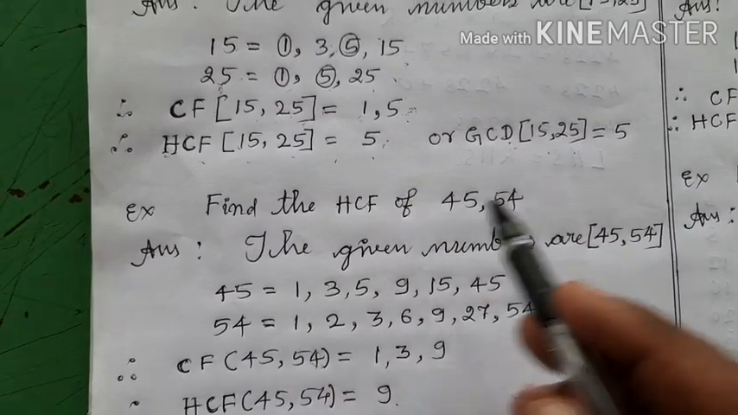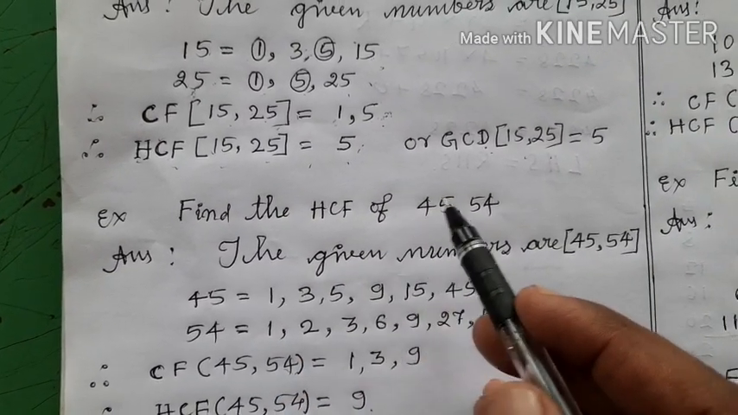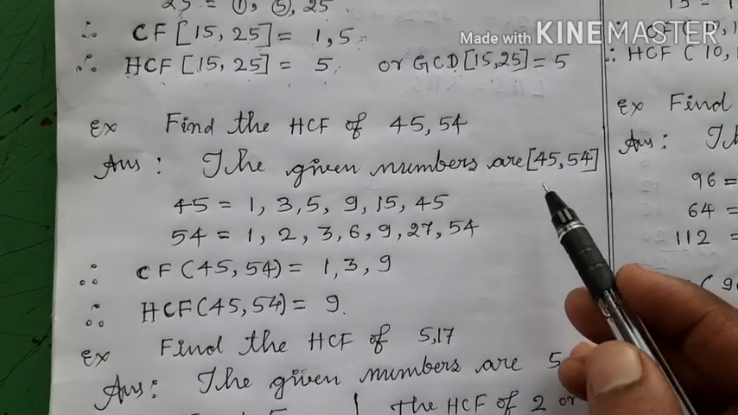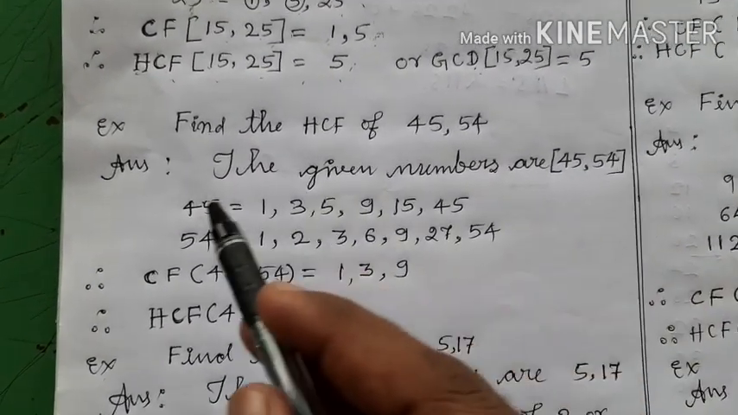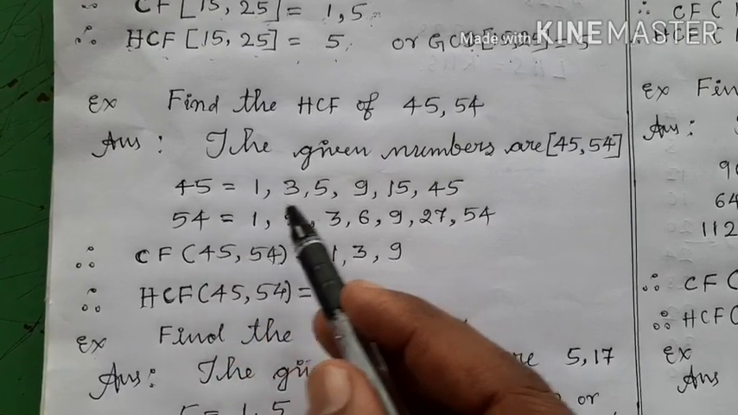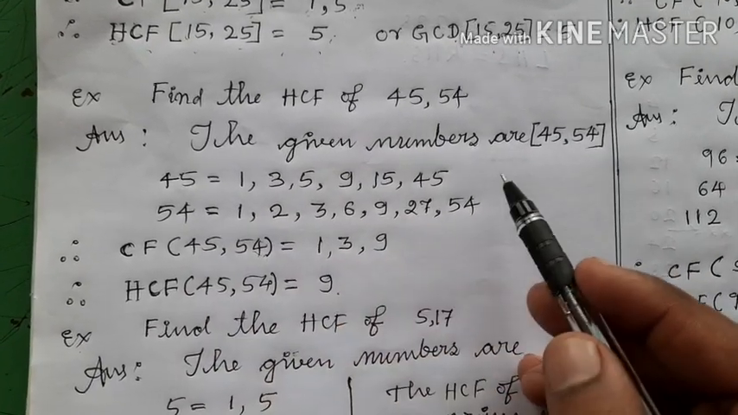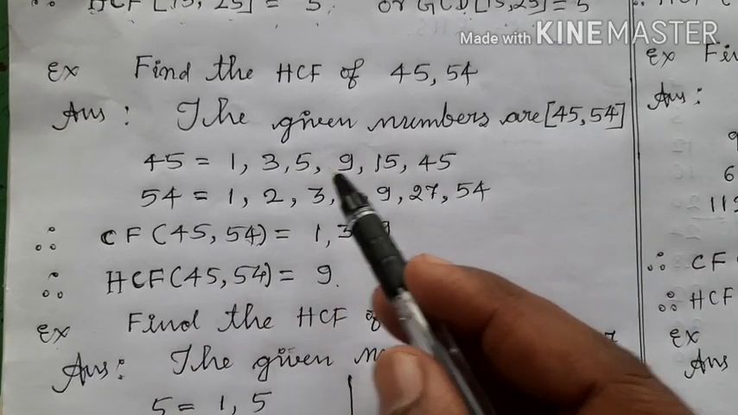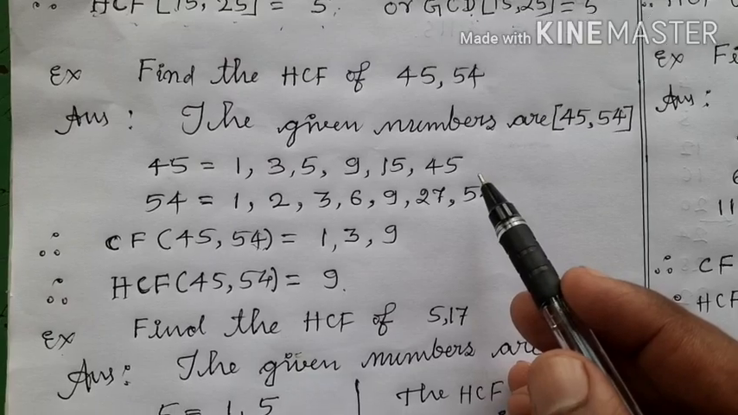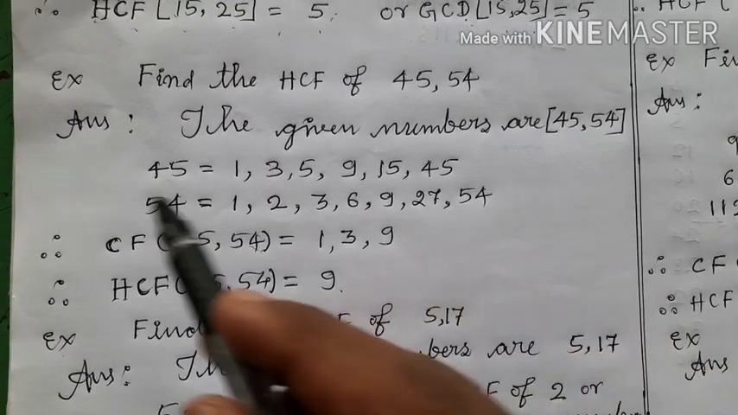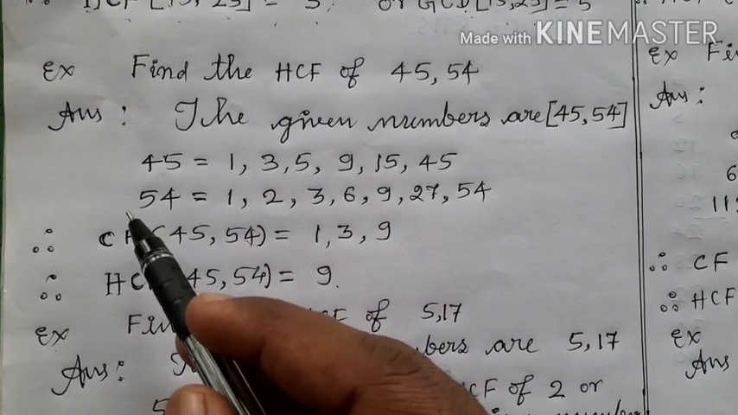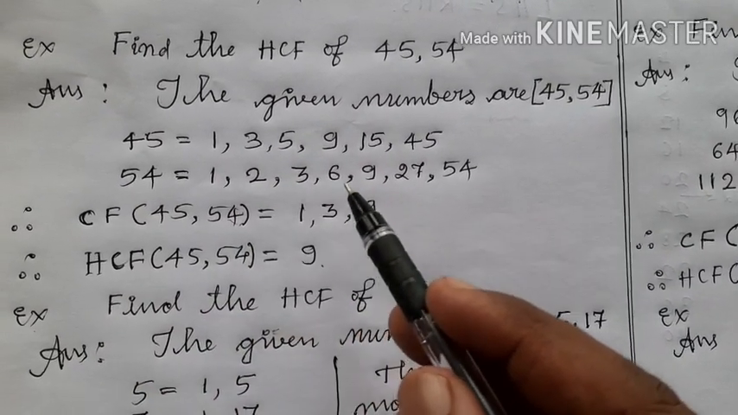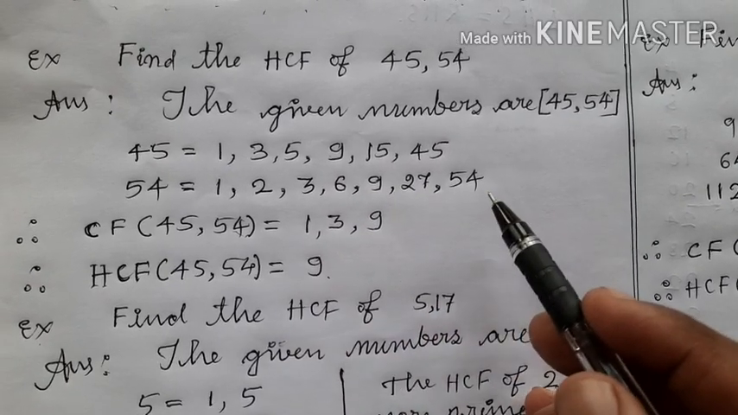Let us take one more example. Find the HCF of 45 and 54. Okay. The given numbers are 45 and 54. Take 45. List the factors of 45 or divisors of 45. The divisors of 45 are 1, 3, 5, 9, 15 and 45. And list the factors of 54 or divisors of 54. The divisors or factors of 54 are 1, 2, 3, 6, 9, 27 and 54.